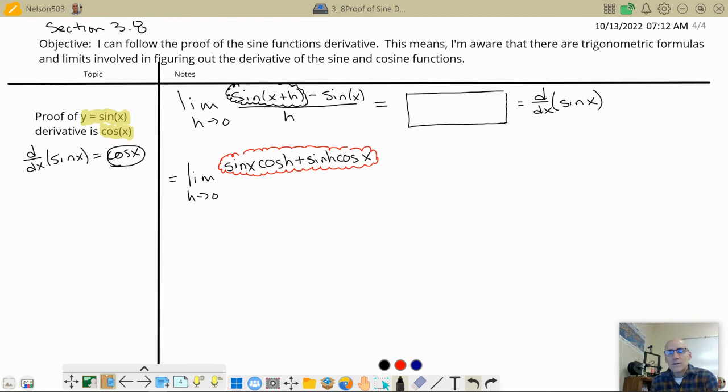And I'm just trying something out here. I'm going to see if that will help me simplify this h that's in the denominator. Now, we can't forget about this other term, sine x. It's not a factor, it's a term. So I'm going to put down at the end minus the sine of x.